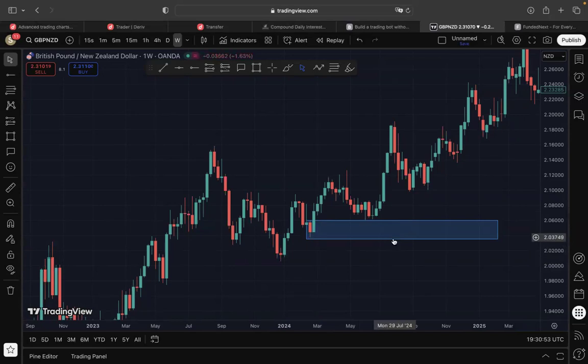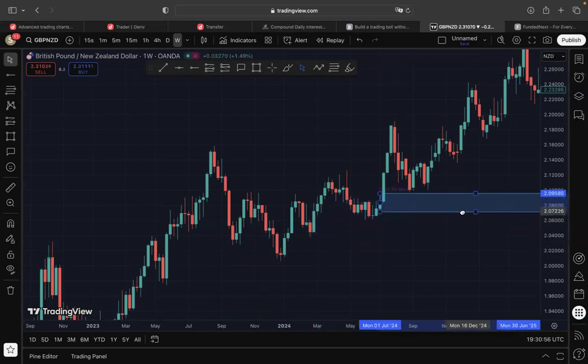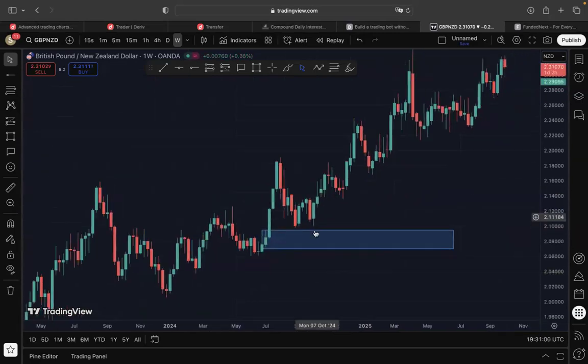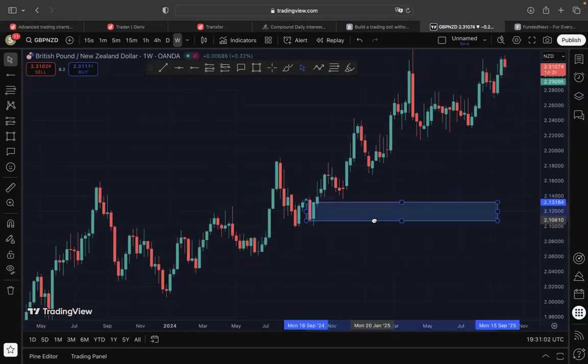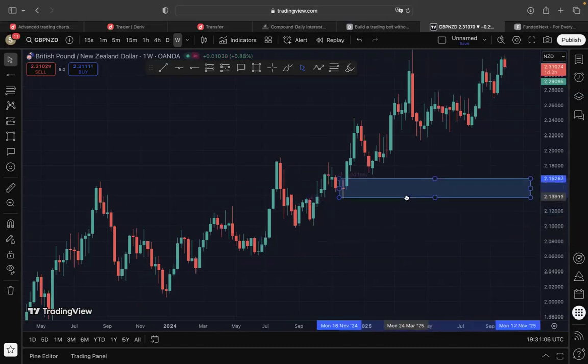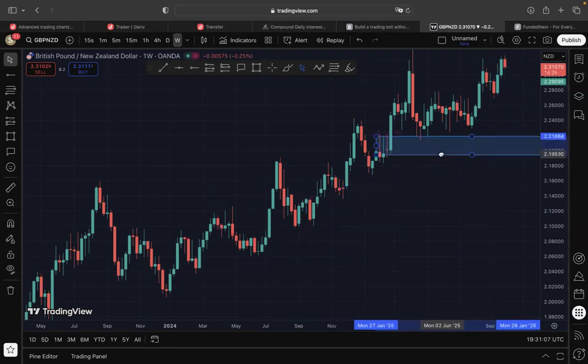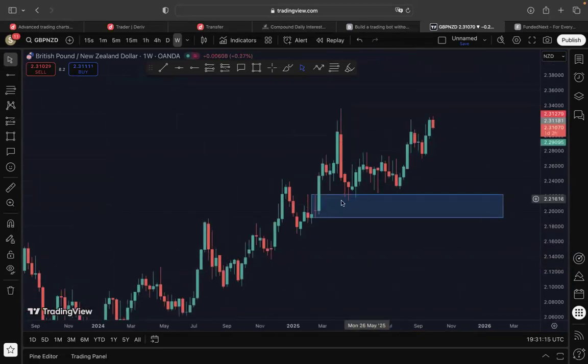And let's see this one. We would have missed this trade because it did not tap into it. Then let's see this one. Would have missed this one too. It did not tap into it. And then we would have entered this one. This would have been a very good one, as you can see. We would have entered this trade and we'd still be waiting for take profit to get hit.